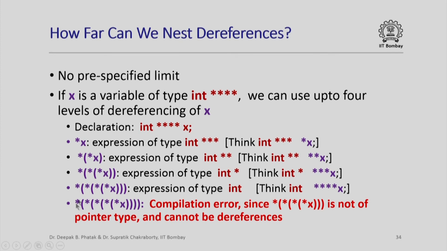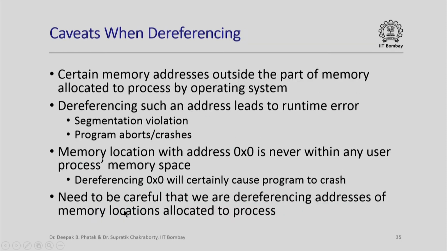What happens if I try to dereference ****x? Remember, ****x is an integer, not a pointer, so I cannot legitimately dereference it, so the compiler will report an error. Now there are certain caveats when dereferencing. There are certain memory addresses which are outside the part of memory allocated to a process by an operating system. If you try to dereference an address outside the part that is allocated to you, it will give a runtime error. You will see error messages like segmentation violation or program crashed. Particularly the address 0 is never within any user process's memory space. Therefore if you try to dereference 0 in your program, you are certain to get a segmentation violation and your program is certain to crash.